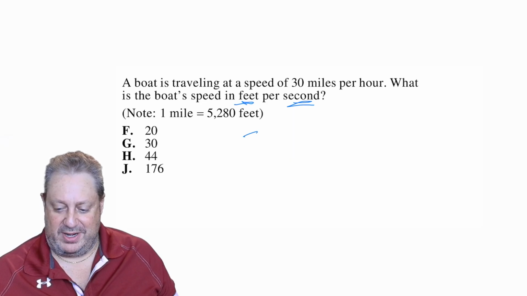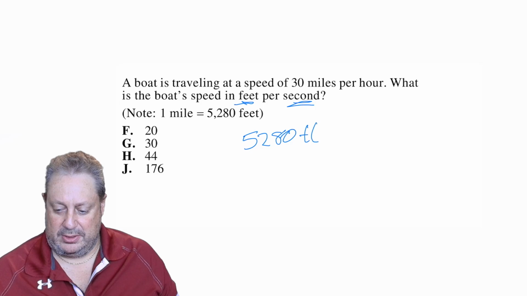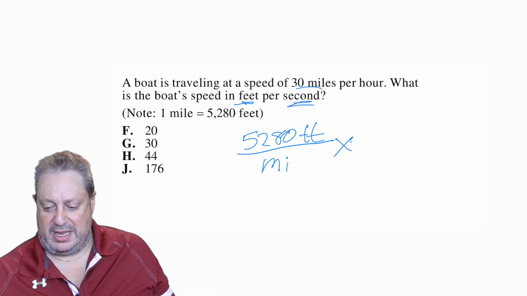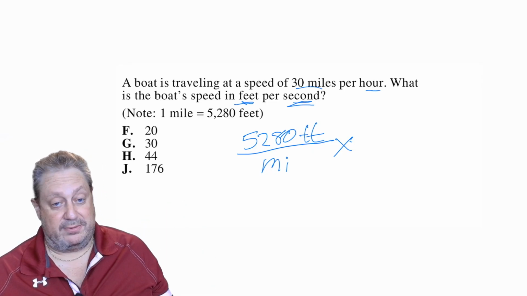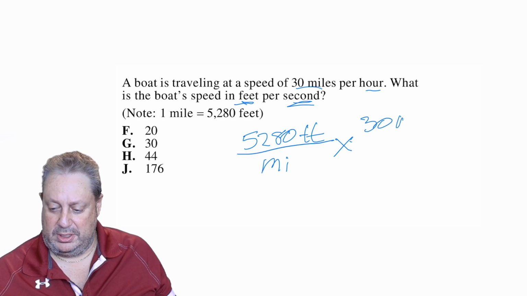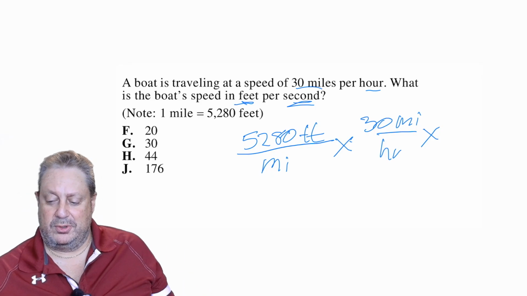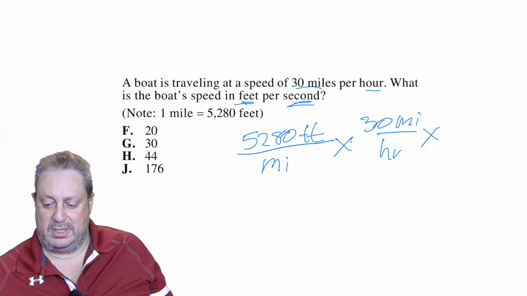So the feet I have right now, it tells me I have 5,280 feet. There we go. And that gives me a mile, or 1 mile. So I just want to get mile on the top to cancel with that. And I do have that 30 miles per hour, again, per meaning division. So 30 miles per hour. Okay. And then there's one little conversion for us. I'm going to need hours on the top to cancel with the hours on the bottom. And I do have that because ultimately I need to find seconds.